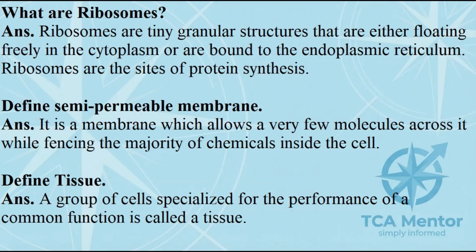Define semipermeable membrane. Answer: It is a membrane which allows very few molecules across it while fencing the majority of chemicals inside the cell. Define tissue. Answer: A group of cells specialized for the performance of a common function is called a tissue.